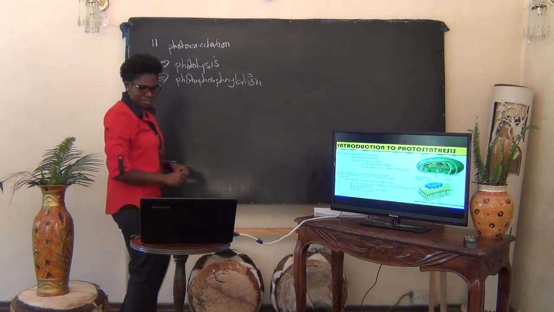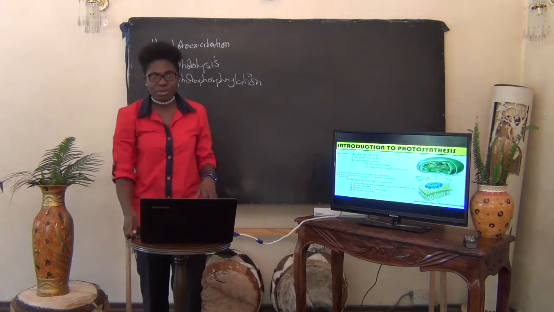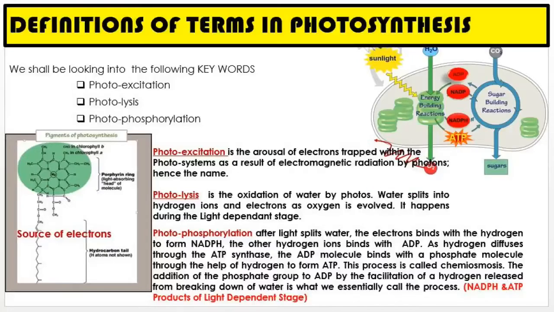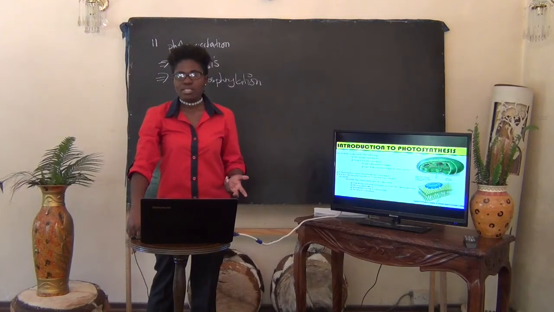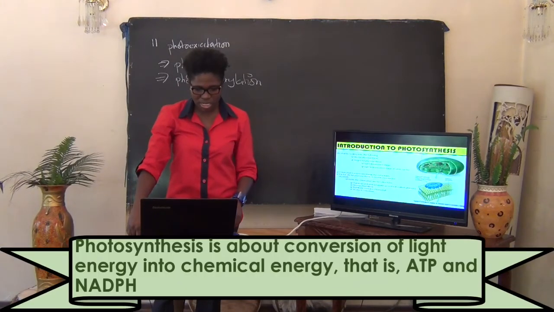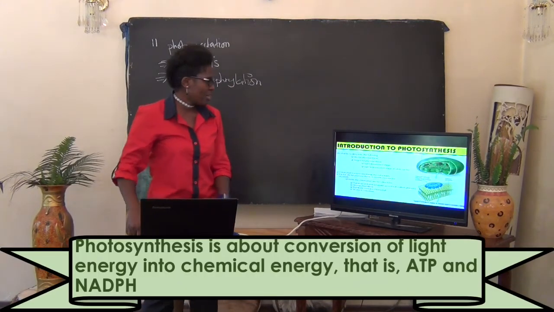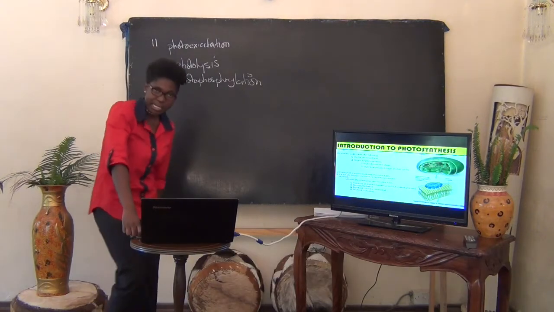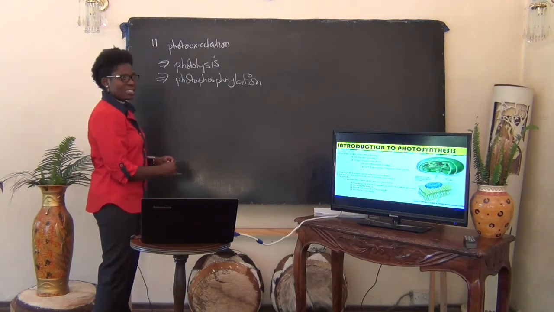And also, I believe that you have gotten to a point whereby you learned that photosynthesis is a process whereby we are converting light energy into chemical energy, which can be stored and used later, like in cases when the sun is not shining, like the rainy days and stuff like that. So we're going to break it down to get to know exactly what happens.